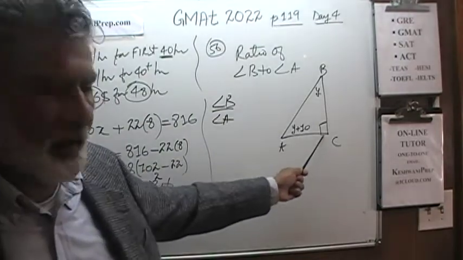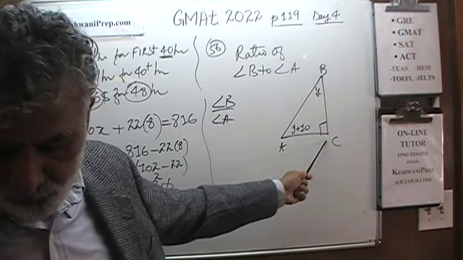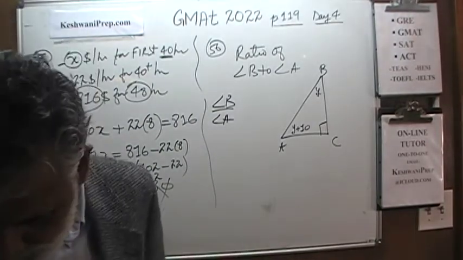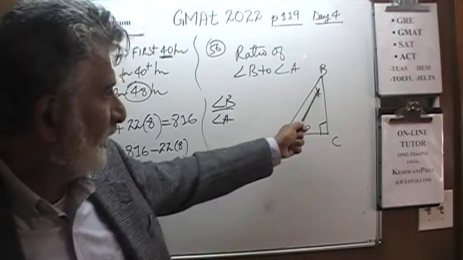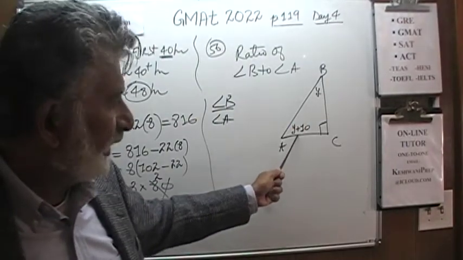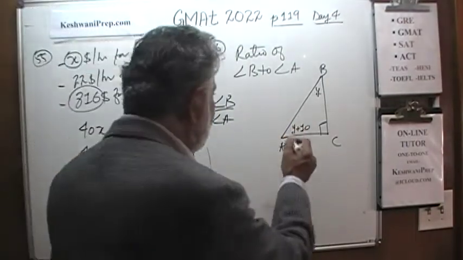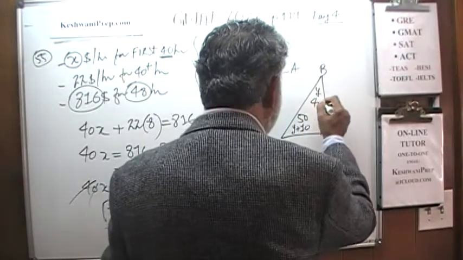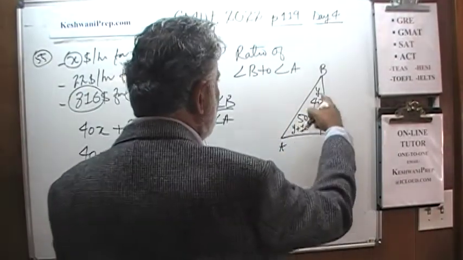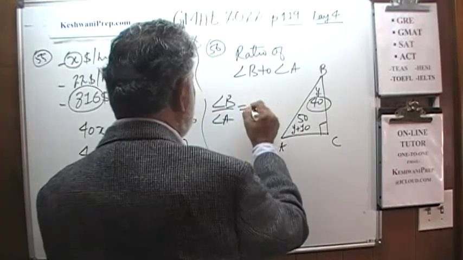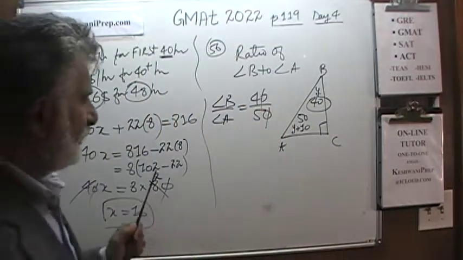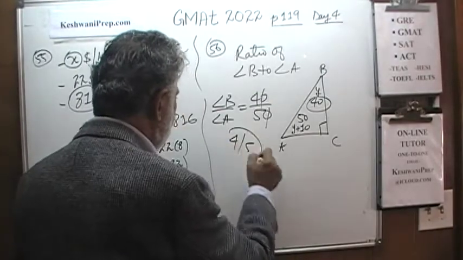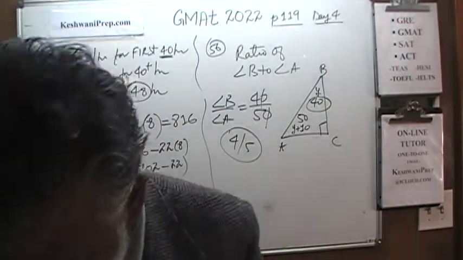Well, this is a right angle triangle. We are told this is 90 degrees. It says right there clearly in the picture. If it is indeed a right angle triangle, that means the sum of the other two angles must be 90. This angle plus this angle is 90. And this angle is 10 more than this one. That means this must be 50 and this must be 40. Angle B, this is where you have to pay attention. Angle B is 40. So it's just 40 over 50. The ratio is 4 to 5. Nothing to it at all.